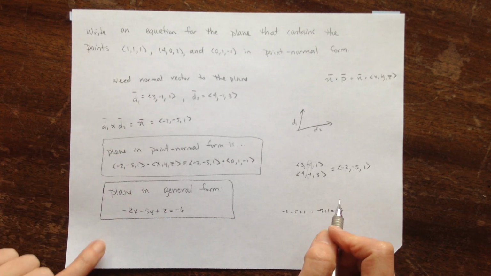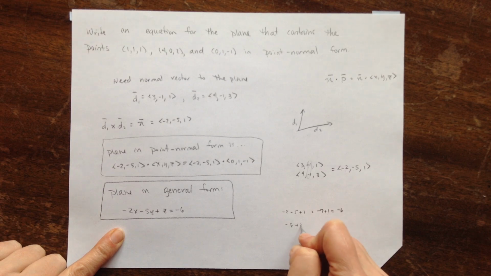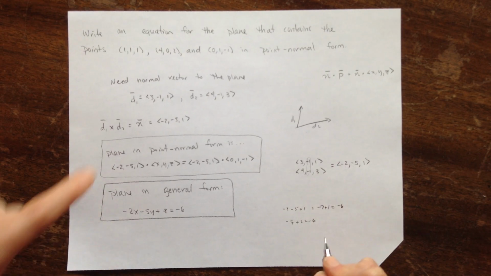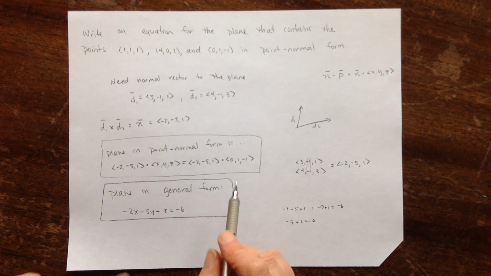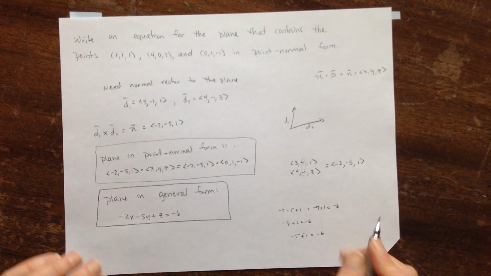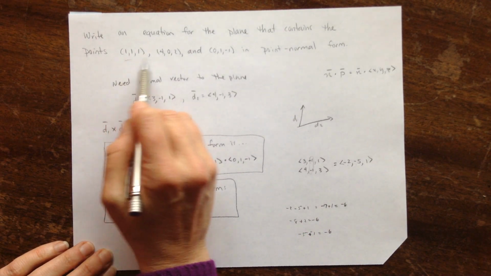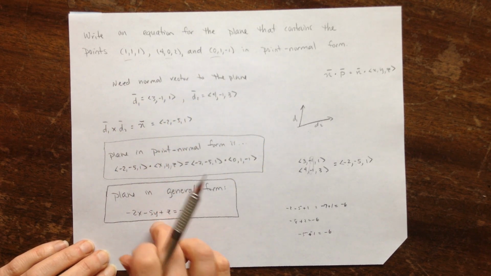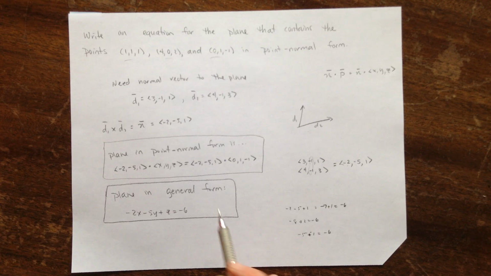And similarly here, if I plug in negative 4, 0, 2, I'd get negative 8 minus 0 plus 2 is negative 6. And the last one's probably going to satisfy it because that's the point I used as my vector over here. But we can check. So you're going to get 0 minus 5 plus 1, minus 5, minus 1 is negative 6. So this equation really is satisfied by all three of these points. So this really is an equation for the plane that contains these 3 points in general form.